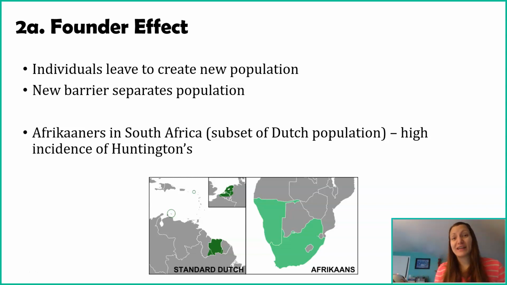Huntington's disease is actually a dominant disease, and so it was actually able to spread throughout that population. Now, when I say spread, I don't want you to think like, oh my God, every other person had Huntington's. It's not like that at all.